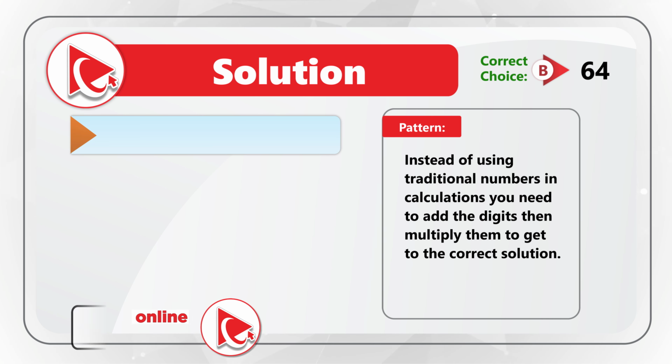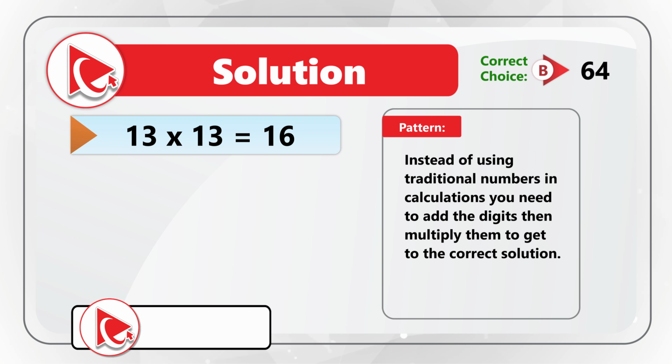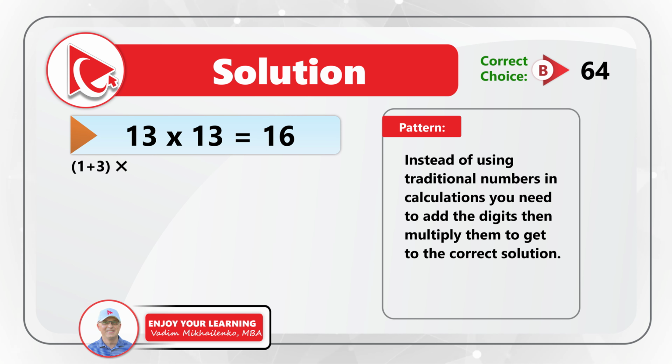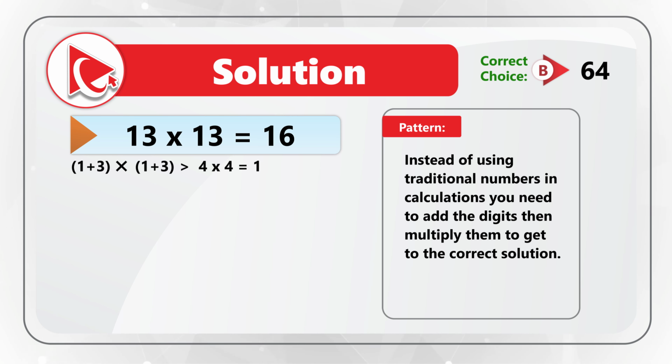So let's look at the first expression. 13 multiplied by 13 equals 16. In reality, you need to sum up 1 plus 3, then multiply by another expression 1 plus 3, which would be 4 multiplied by 4, which would be equal to 16.